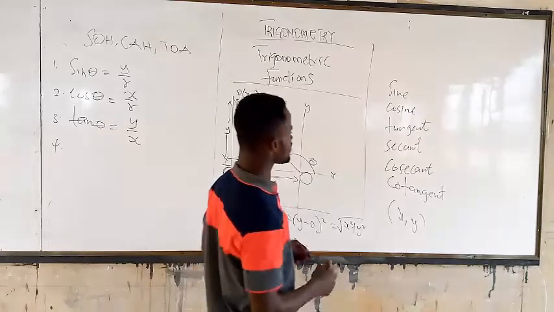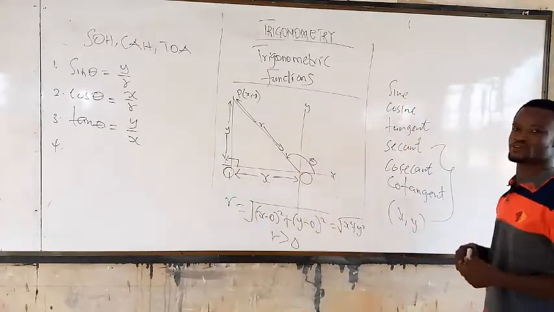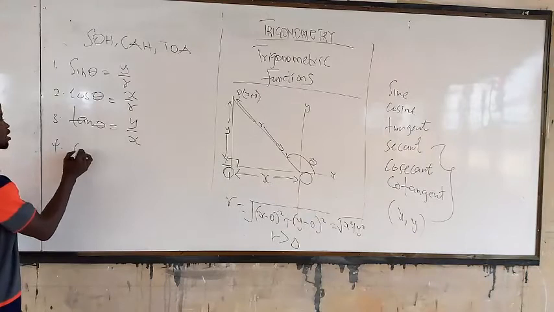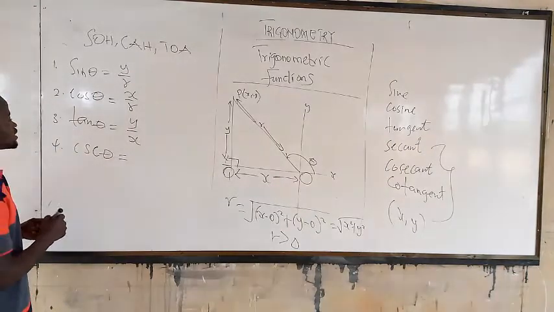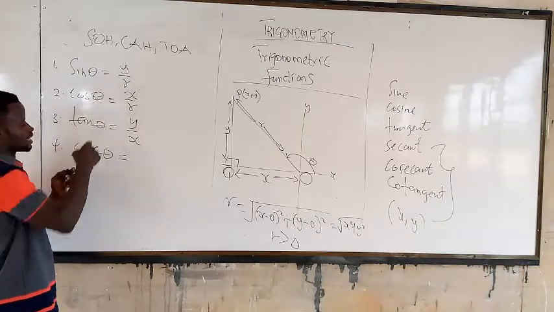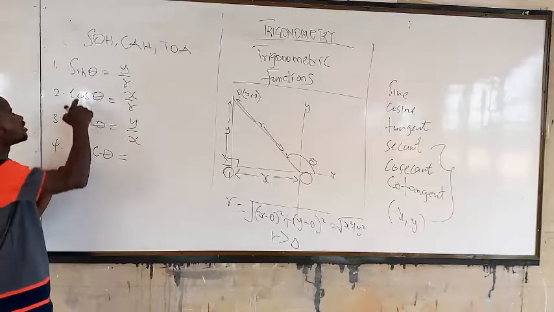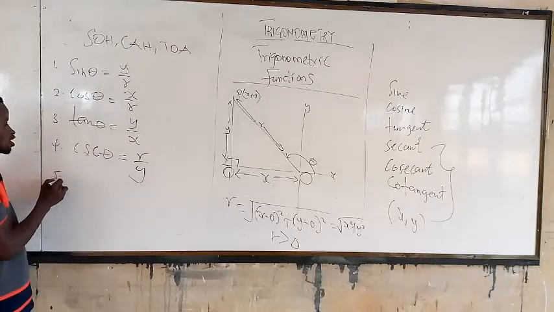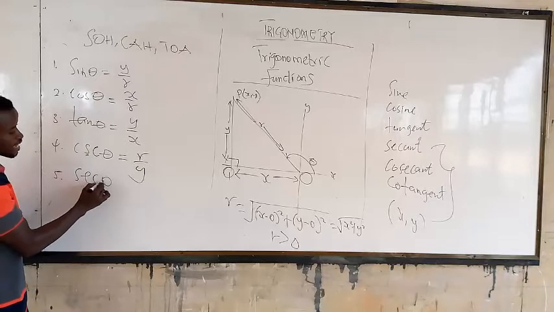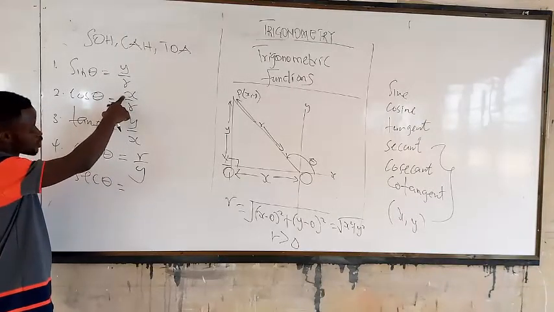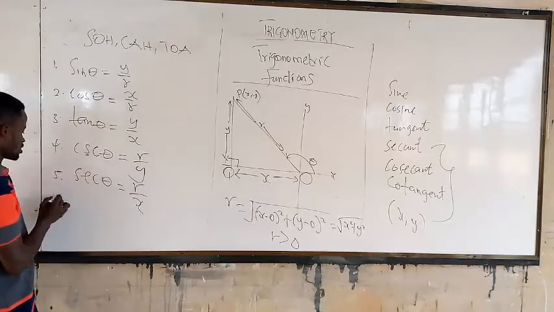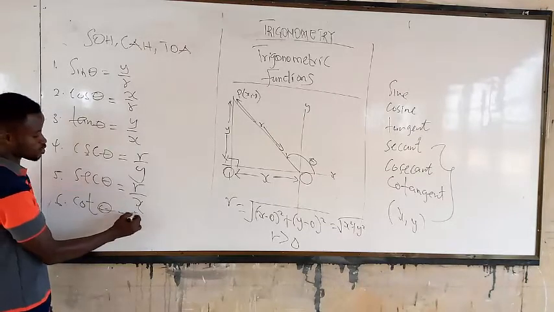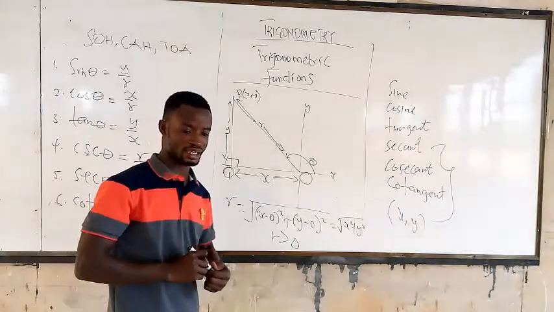The other three that we have are the reciprocal identities. So let's go for cosec theta. Cosec theta is the reciprocal of sine. So here, we get r over y. That is the reciprocal identity. Five, let's go for sec theta. If cos is x over r, here will be r over x. Lastly, cot theta. If tan is y over x, this is going to be x over y.